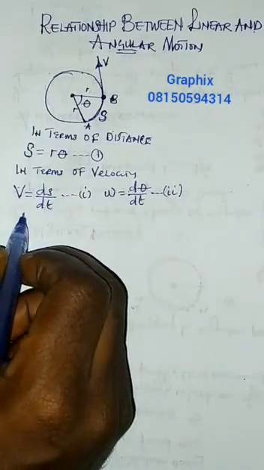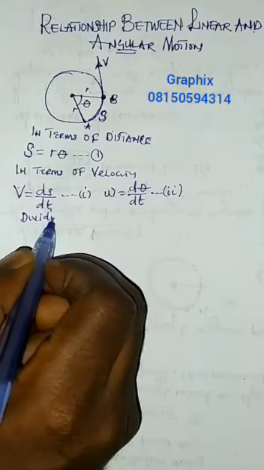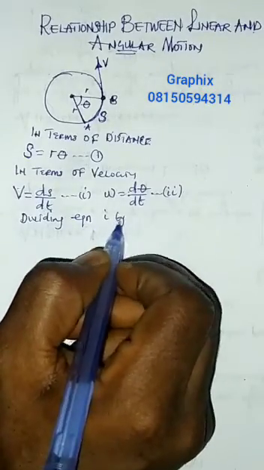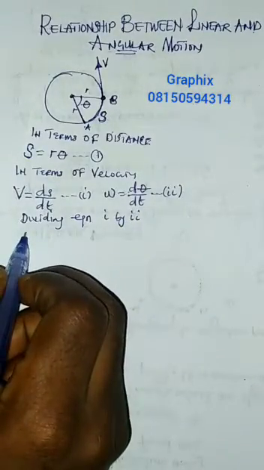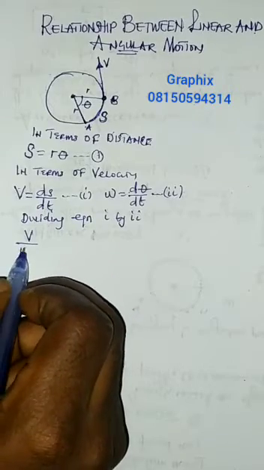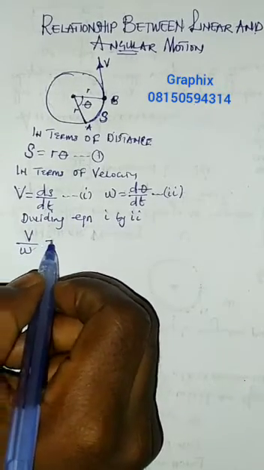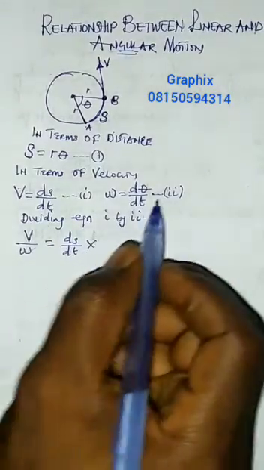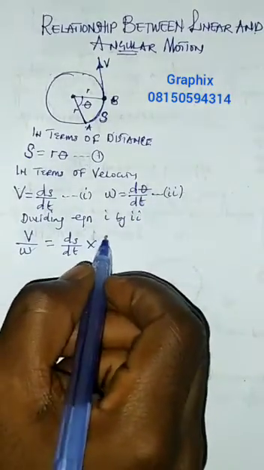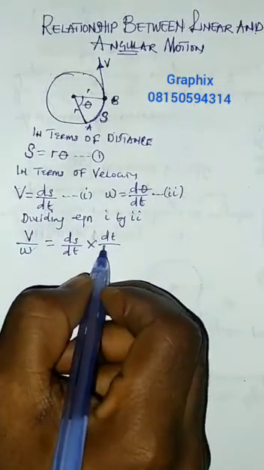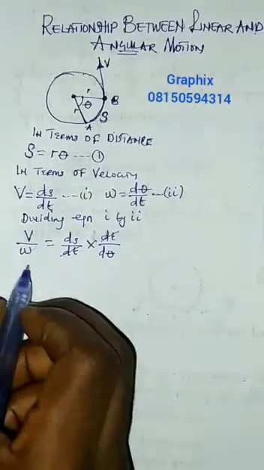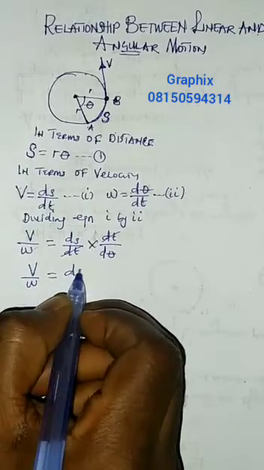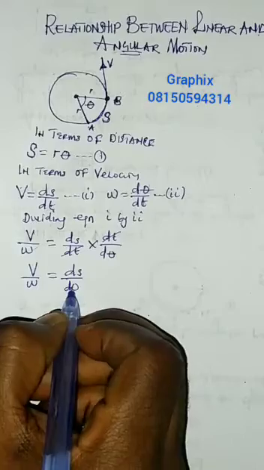So, dividing equation I by II, we have V over omega, which is angular velocity, and that gives me S over t multiplied by t over theta. So my V over omega will give me S over theta.